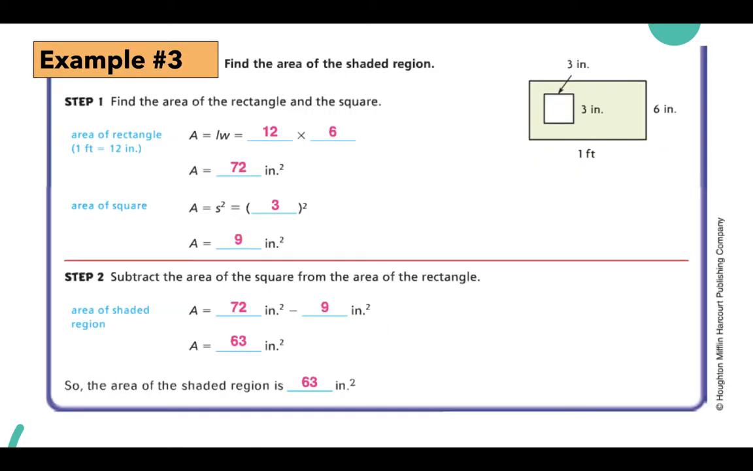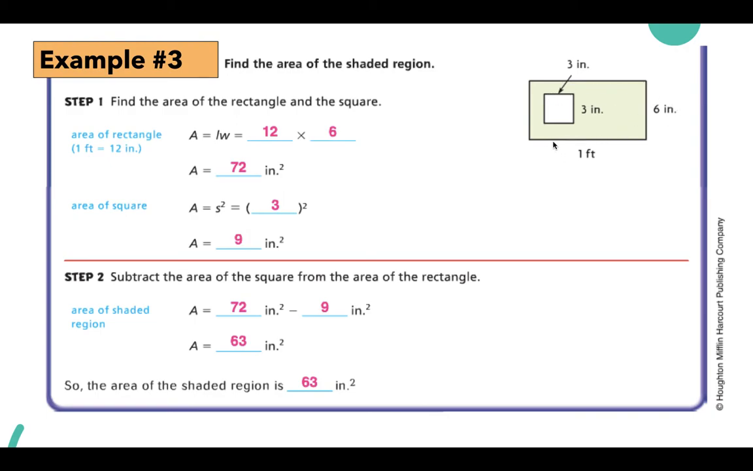Example number 3. Now they're trying to hurt us. I can't follow all the steps I followed before. This is a little different. My directions are different. It says find the area of the shaded region. So here is my rectangle. I know how to find the area of a whole rectangle, but it says only the part that's shaded. Oh no, that's not going to work.